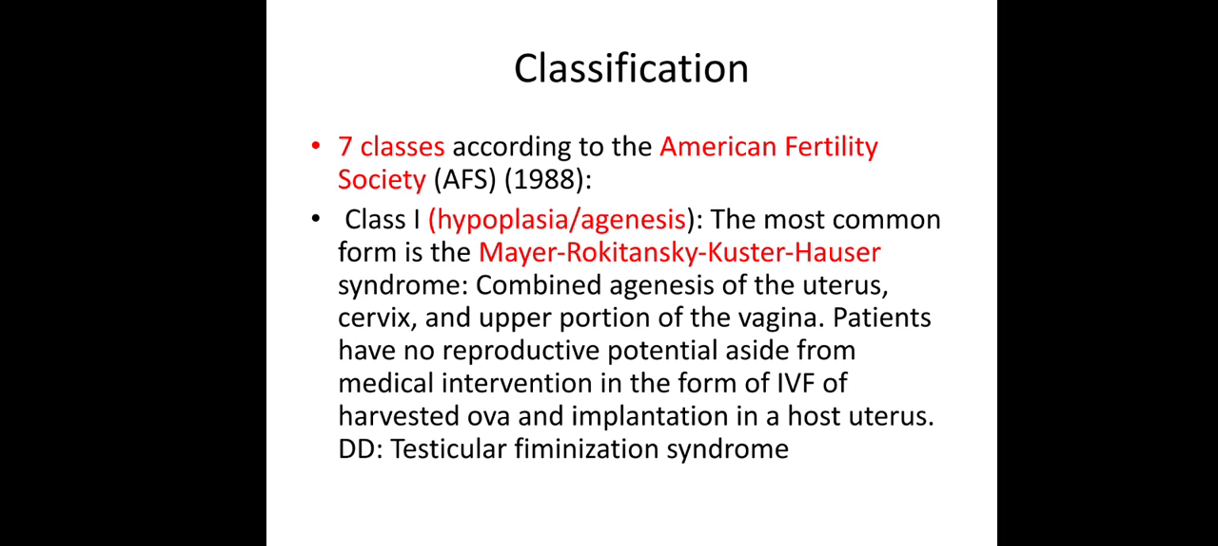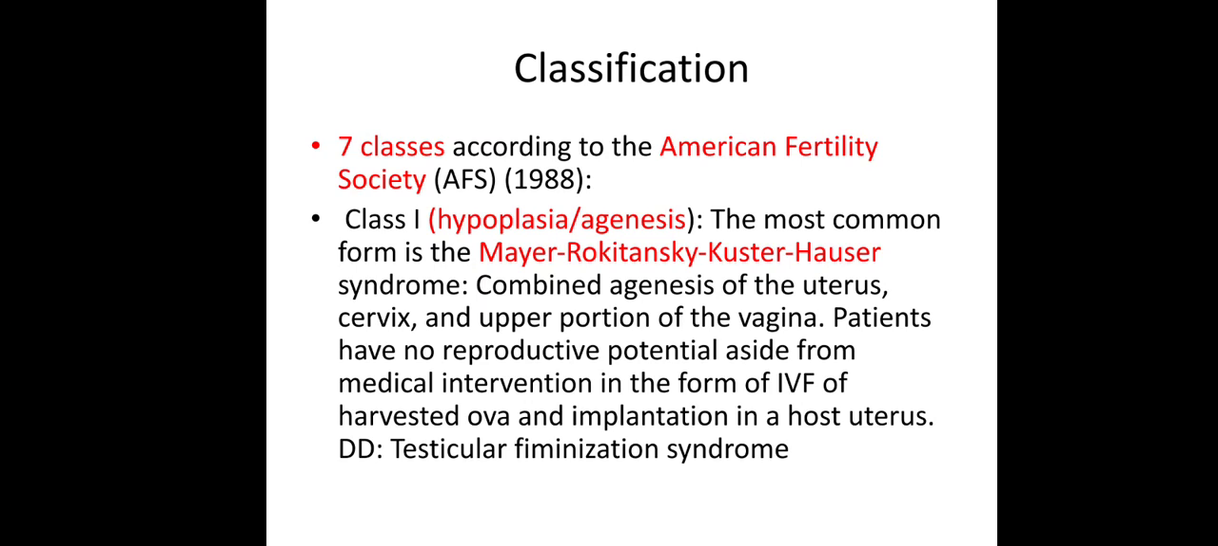So class 1 is the organogenesis problem. There is not proper genesis, either hypoplasia or agenesis of the Mullerian systems. Of this, the most common form is the MRKH syndrome, where there is combined agenesis of the uterus, cervix, and upper portion of the vagina. Patients have no reproductive potential aside from medical intervention in the form of IVF, that is, if they have a properly formed uterus which can support a pregnancy. If it's a very infantile uterus, even that may not be possible. The IVF has to be done with a normal ovary. It's just that the Mullerian system is not developed.